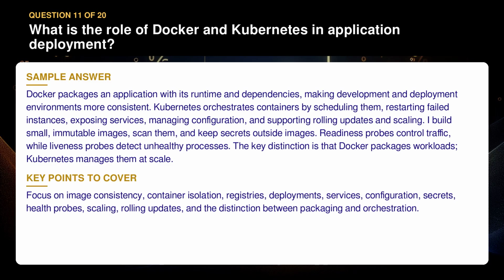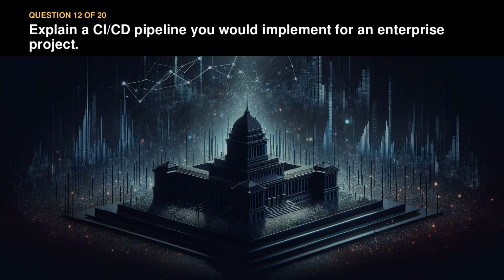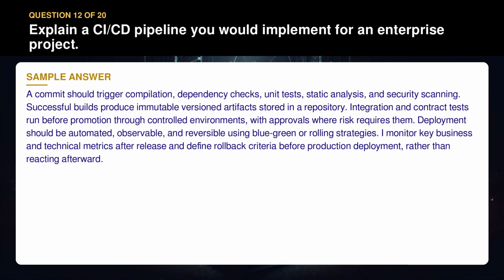Focus on image consistency, container isolation, registries, deployments, services, configuration, secrets, health probes, scaling, rolling updates, and the distinction between packaging and orchestration. Question 12. Explain a CI/CD pipeline you would implement for an enterprise project. A commit should trigger compilation, dependency checks, unit tests, static analysis, and security scanning. Successful builds produce immutable versioned artifacts stored in a repository.